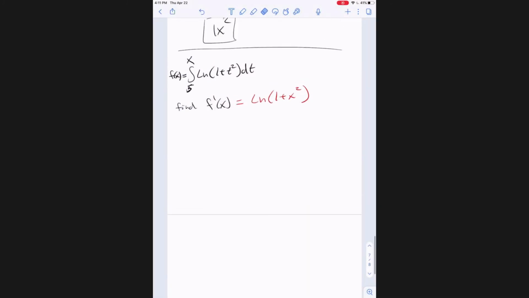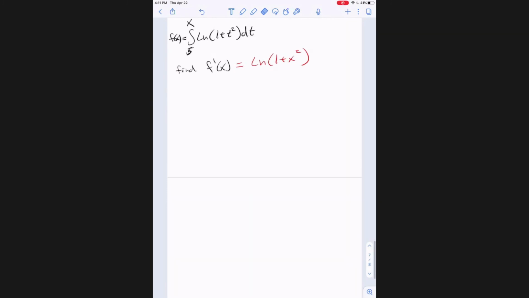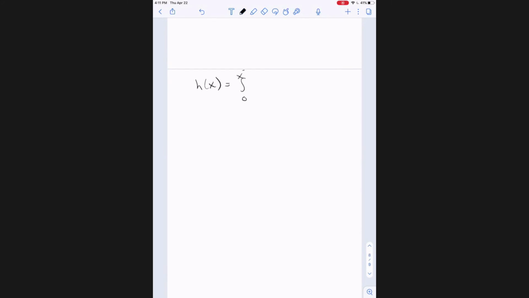So far I've done problems where it's some number to x. But what if it's something like h of x equaling some number to something other than x, like x squared? So here's how you do that. This is supposed to be an r, by the way. My r is weird here, lowercase r's.